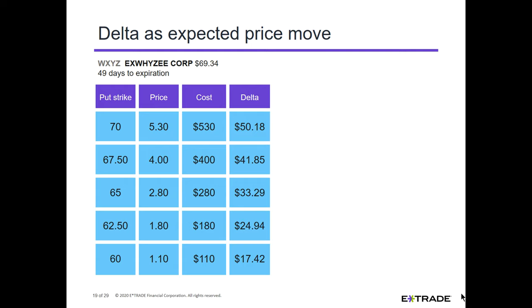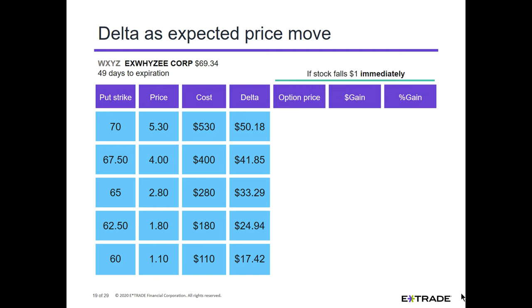And I can fill in the rest of the deltas. First thing you'll notice is that the deltas are lower as the strike prices are further and further out of the money. So that's an interesting relationship. It tells us that an at-the-money option will move a dollar amount greater than an out-of-the-money option.